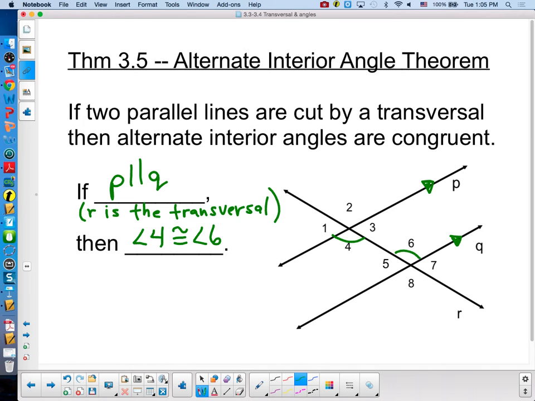Next one's going to be alternate exterior angles. So what's the theorem number going to be? 3.6. 3.6, alternate exterior angle theorem. Same thing, but alternate exterior angle instead. So if you're ready to think about the next one, you can fill it in. Some of you write faster than others. And this is lesson 3.4 if you're not keeping up with my notes.